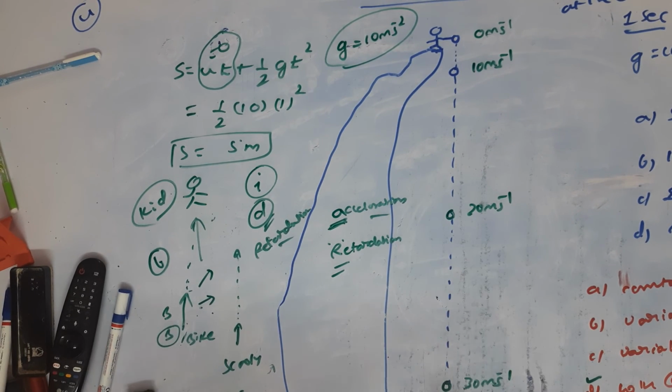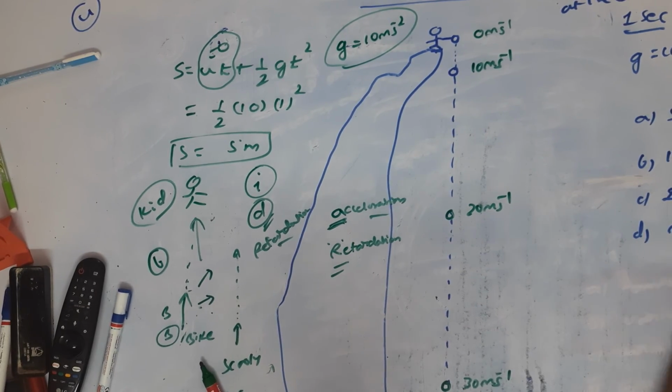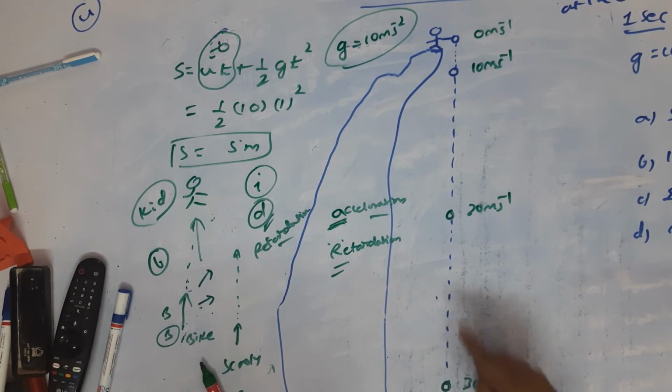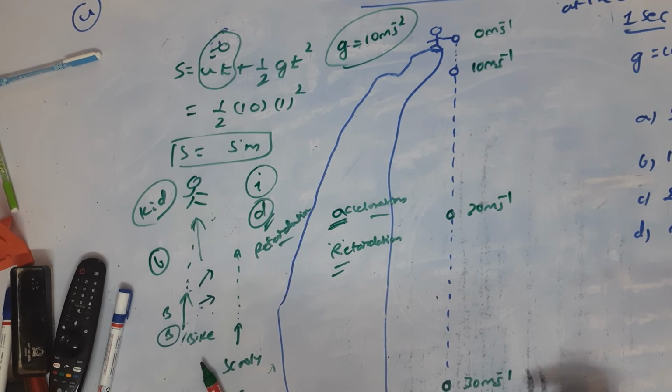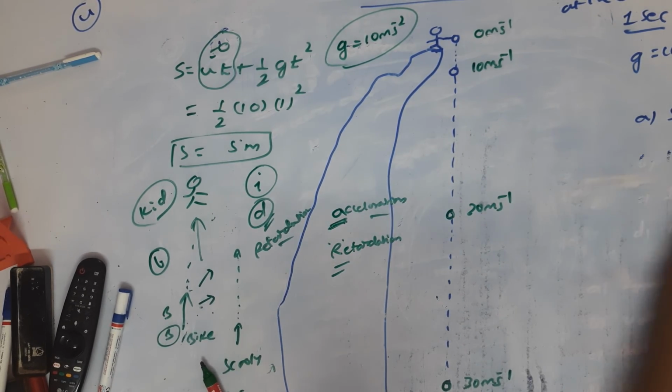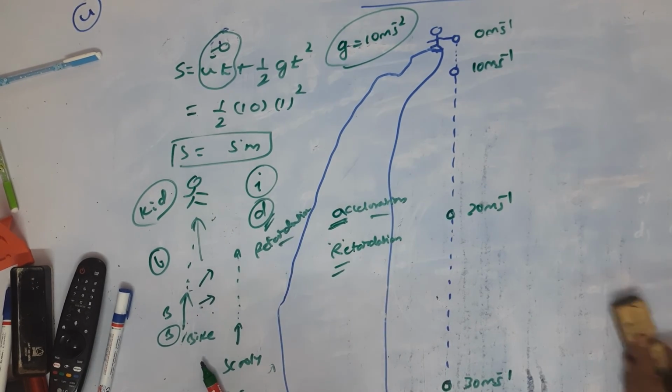Now please observe. So therefore it is traveling with constant acceleration 10 meter per second square. But the velocity is changing. The right option is C, what I told. Well, now please observe.